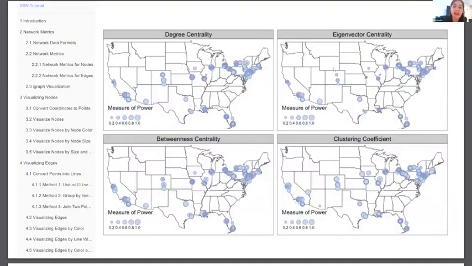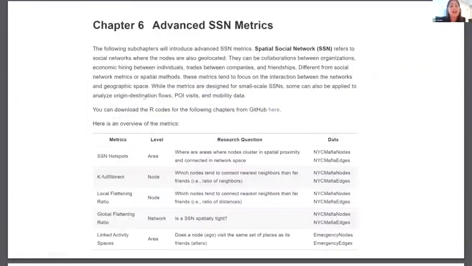Some of the basic things that the R package users can do, and to run the code here, is to allow iGraph to calculate things like clustering coefficient, betweenness centrality, eigenvector centrality, degree centrality, which are very common metrics in the social network field. So the iGraph package will calculate those, and then you can map them using small multiples quite easily. And then we also have our more advanced SSN metrics that I described through the case studies. I didn't describe the linked activity spaces, but that one's also exciting.